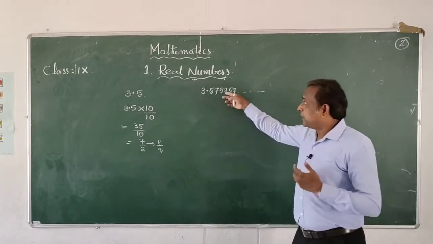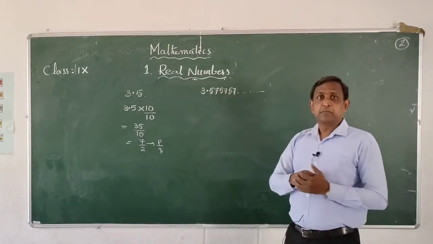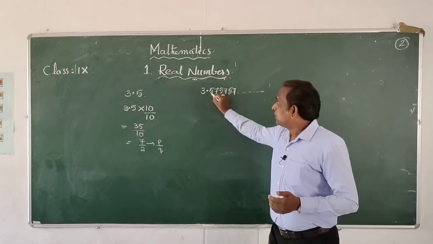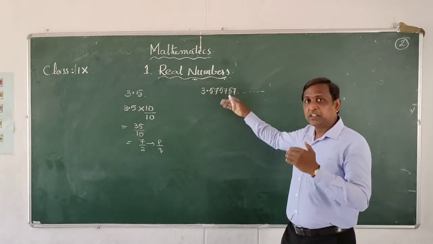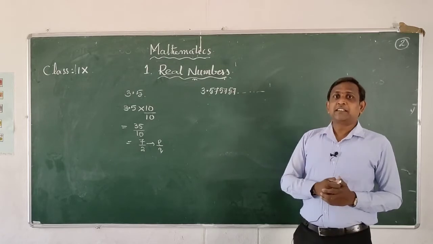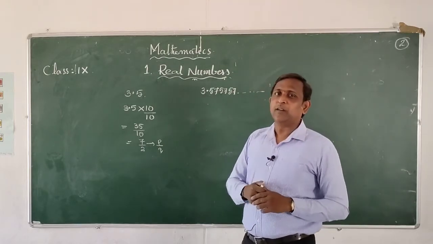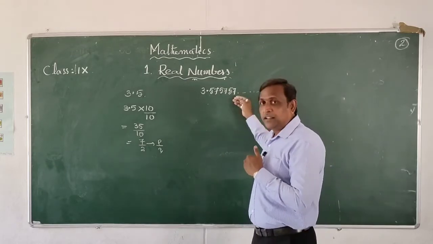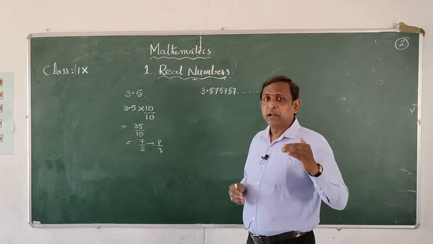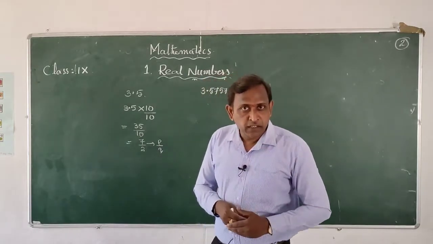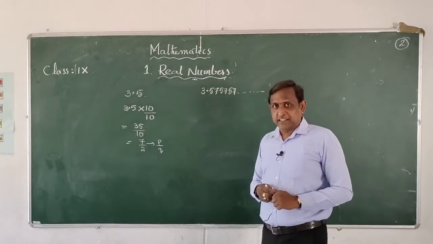Let me explain some more points regarding this non-terminating repeating decimal. Actually, tell me now, which digits are repeating here? 575757. That means only two digits are repeating continuously. Then we can say the number of digits which are repeating in a non-terminating repeating decimal is called periodicity.